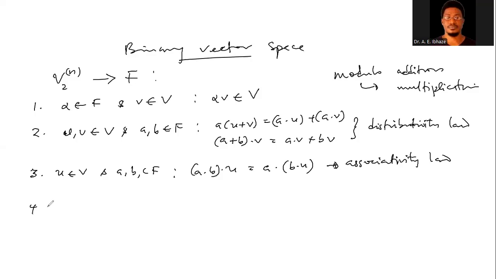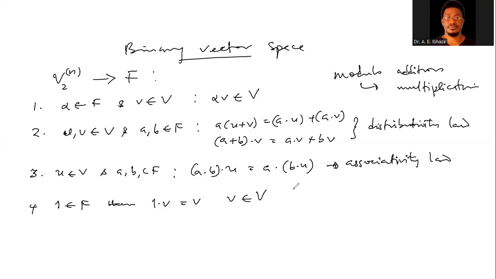And also, if 1 is an element of the finite field, then 1 times V will be the same as V for all V being an element of the vector space. You'll observe that in this case, the finite field is built up of scalars, okay? So this is what we get based on the binary vector space.